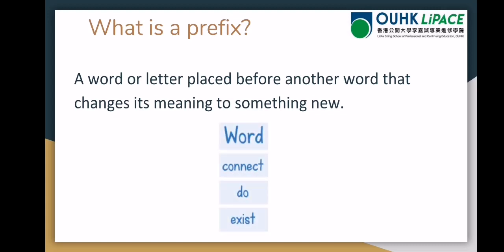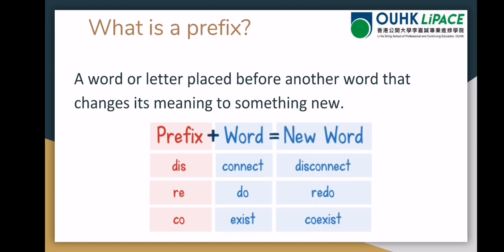And here's an example. We have these three words: connect, do, and exist. And if we add a prefix to them, such as this, it changes the meaning of the word. So connect means to join together. Dis means the opposite or no. Disconnect means to separate.